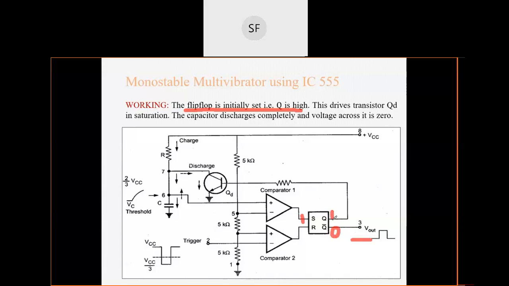Now you can observe that this Q is connected to the discharge transistor through a resistor. The value of this resistor is not so important. It is just added here to limit the current. What you want to emphasize is that Q is 1 and this 1 will go to the base of your transistor.